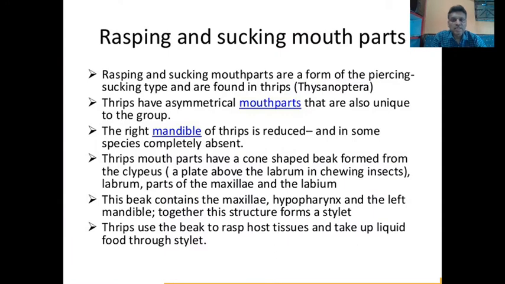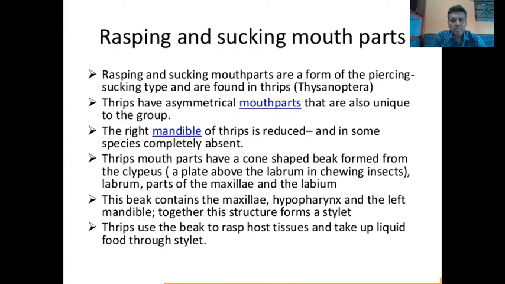Now rasping and sucking mouth parts. Rasping and sucking mouth parts are a type of piercing and sucking type of mouth parts. These are found in thrips. Thrips belong to the order Thysanoptera. Thrips have asymmetrical mouth parts, meaning their mouth parts cannot be divided into two equal halves. Therefore, they are called asymmetrical.